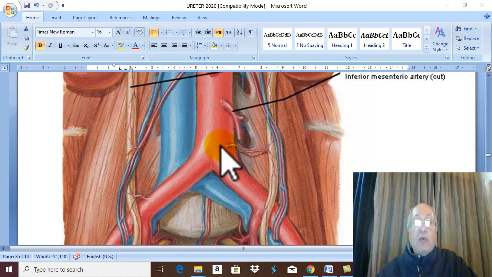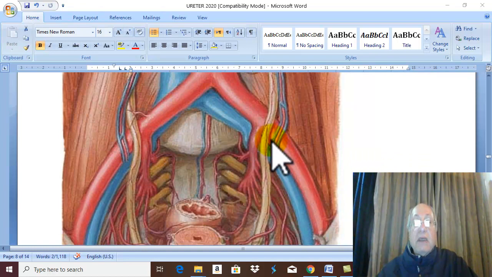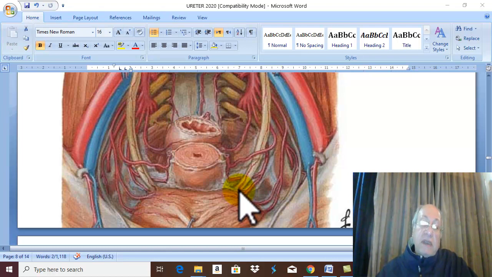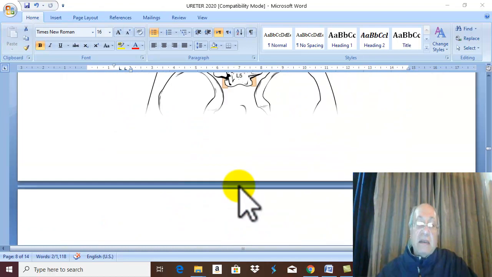The ureter passes beside the aorta and takes a branch from the aorta. It passes beside the common iliac and the internal iliac artery and takes branches from these arteries. In the depths of the pelvis, near the urinary bladder, it takes arterial supply from the blood supply of the urinary bladder, which is called the superior vesical and the inferior vesical in male. Inferior vesical in female is replaced by this artery.